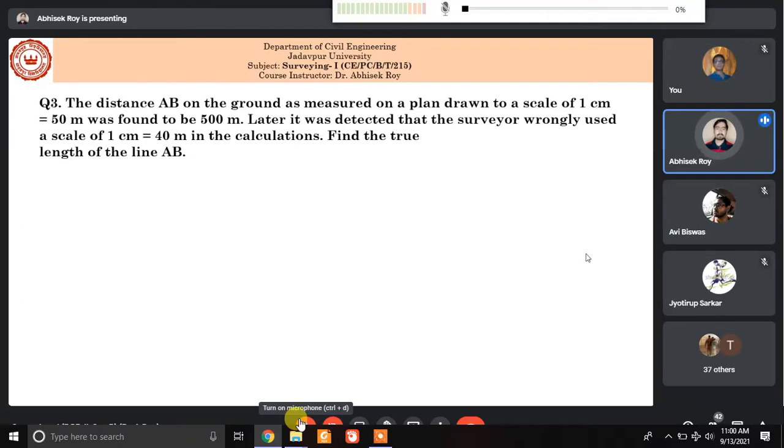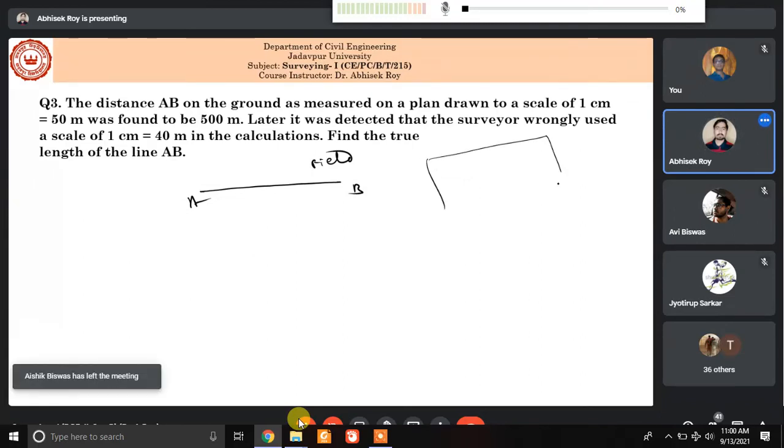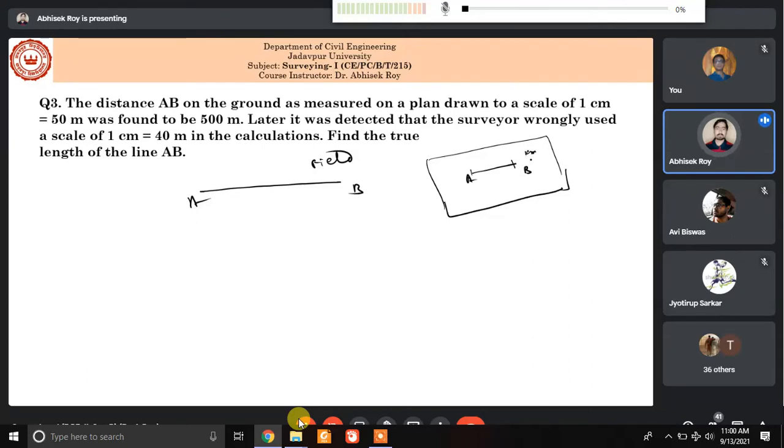Now let us discuss one problem. The distance AB on the ground, measured on a plan drawn to a scale of 1 centimeter equals to 50 meter, was found to be 500 meter. Later it was detected that the surveyor wrongly used this scale. When the surveyor used a scale of 1 centimeter equals to 50 meter, he found that this length is 500 meter. But the actual scale is not 1 centimeter equals to 50 meter, rather 1 centimeter equals to 40 meter. Then what will be the length?